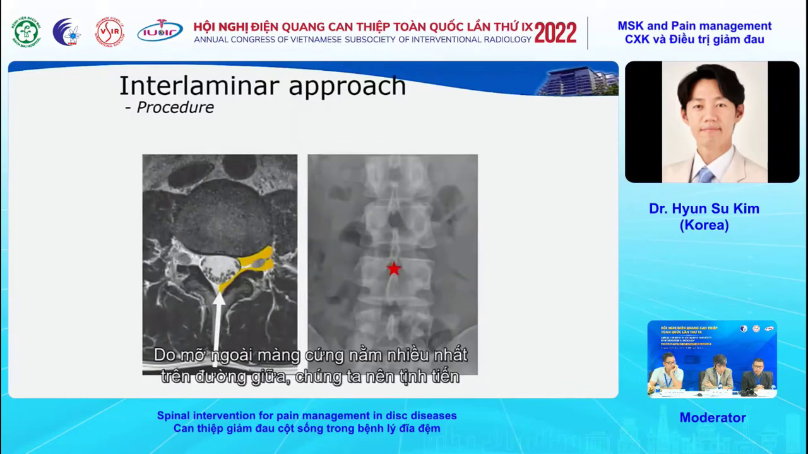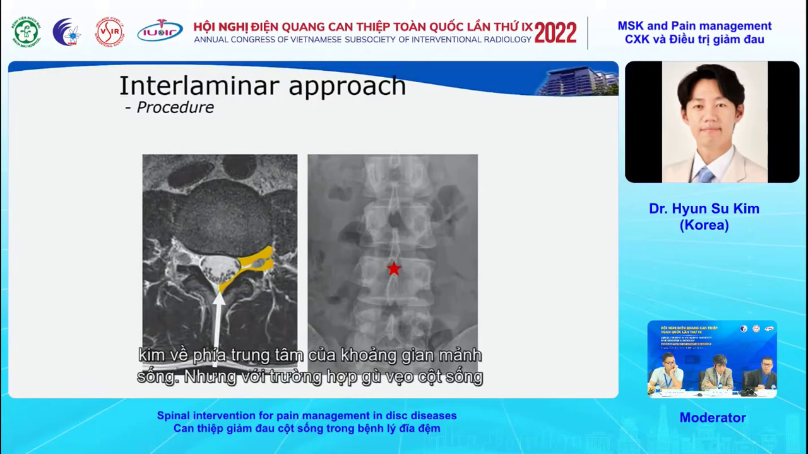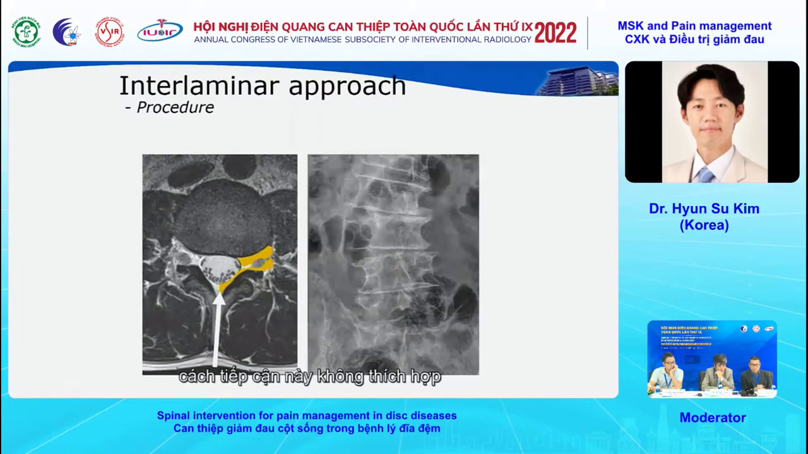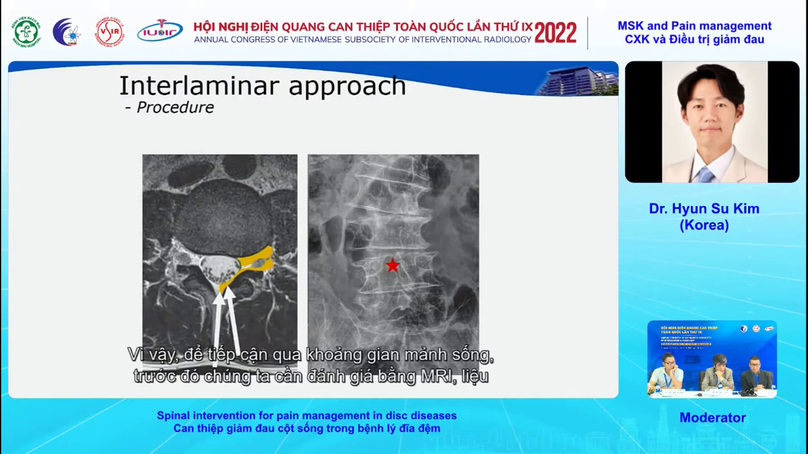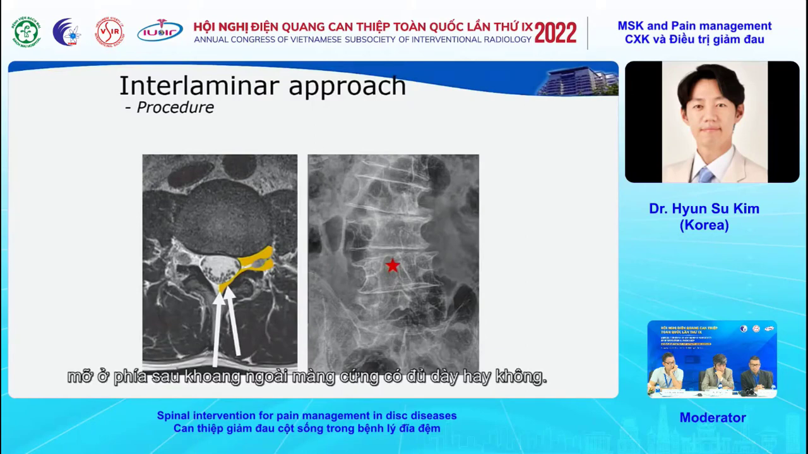The posterior epidural fat is most abundant in the midline, so generally it is advisable to advance the needle to the median portion of the interlaminar space. But in case of scoliosis, which does not allow this approach, we may approach through the paramedian area that allows the needle entry. So before planning the interlaminar injection, we should review the MRI carefully to determine whether there is enough posterior epidural fat to perform this approach.